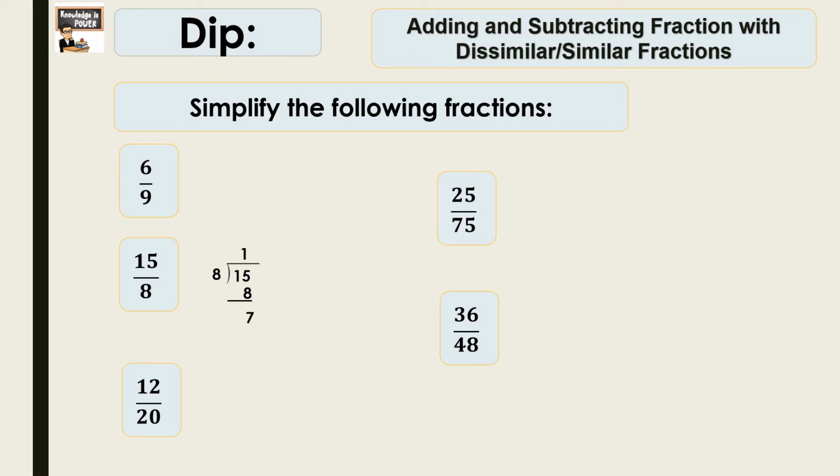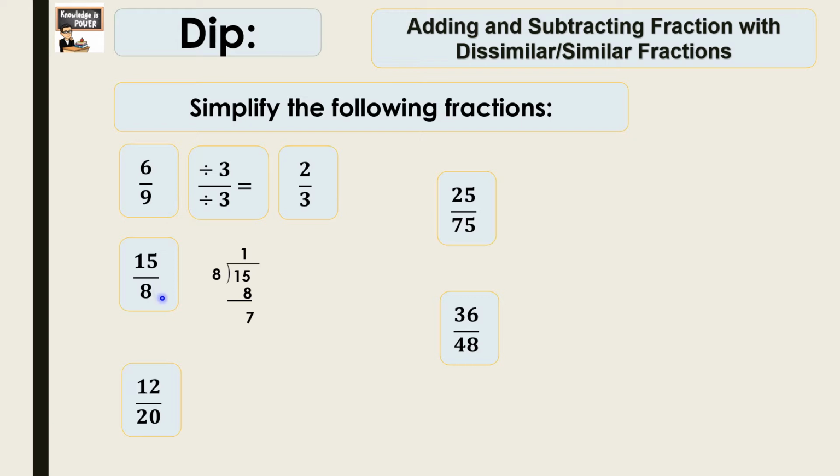So first, number 1, we must look at the simplifying number. For example, 6 over 9, we must divide it by 3 because 6 and 9 can both be divided by 3. If you divide 6 and 9 by 3, there is no remainder. So the simplified number, or the lowest term, of 6 over 9 is 2 over 3.